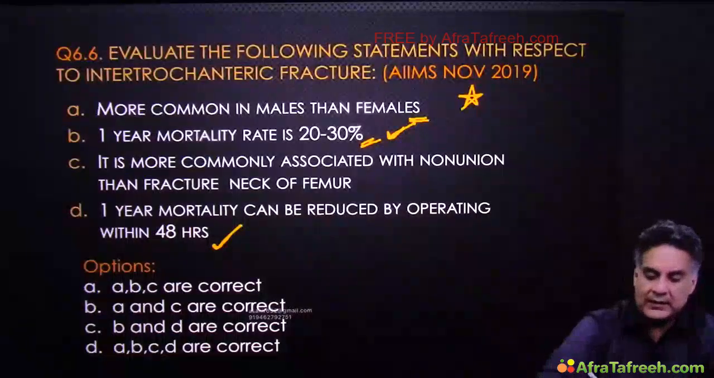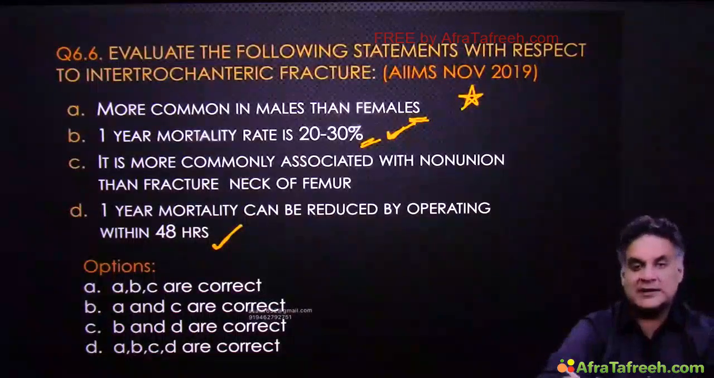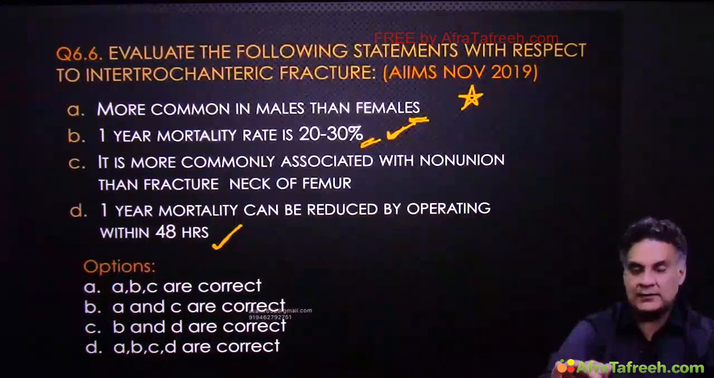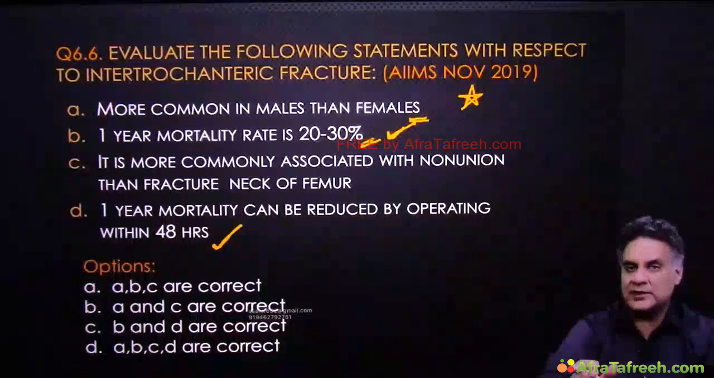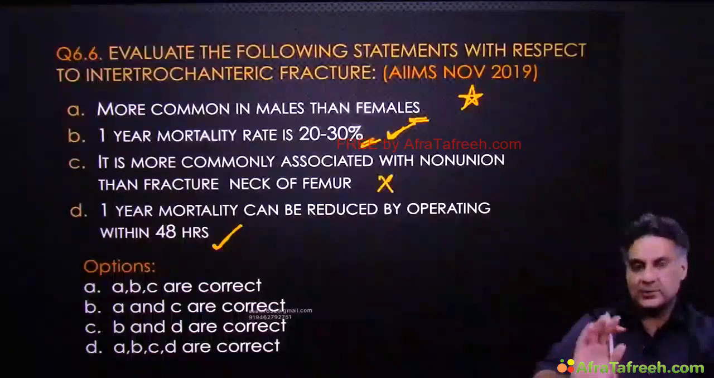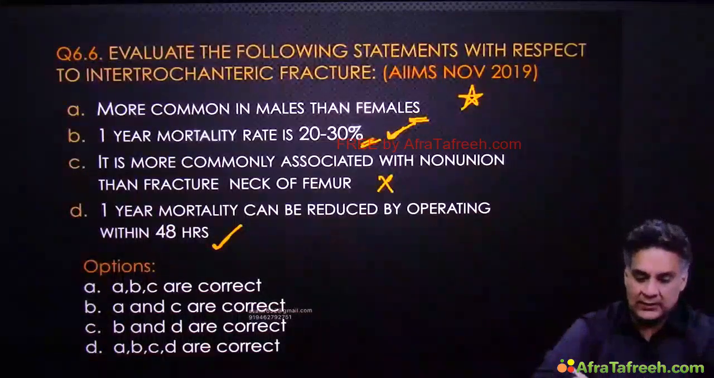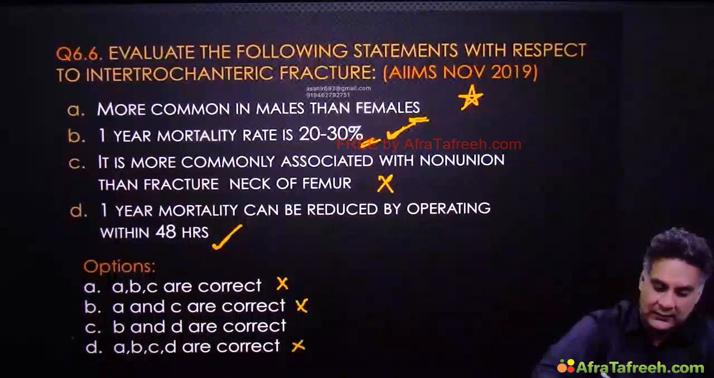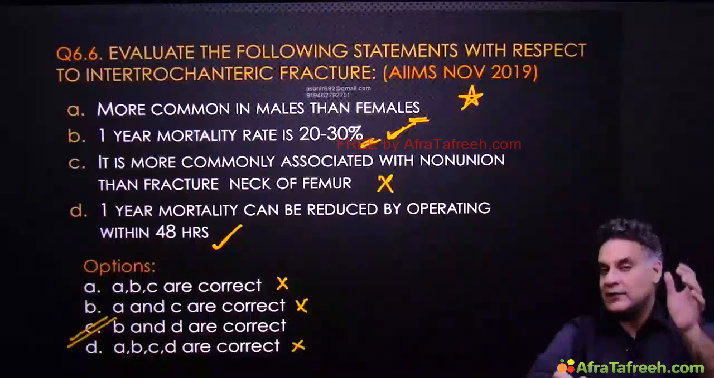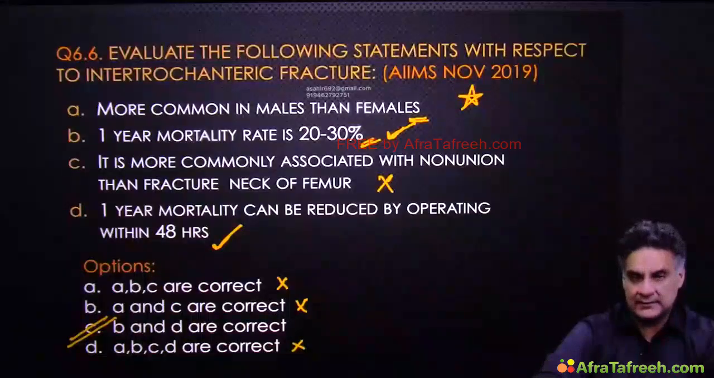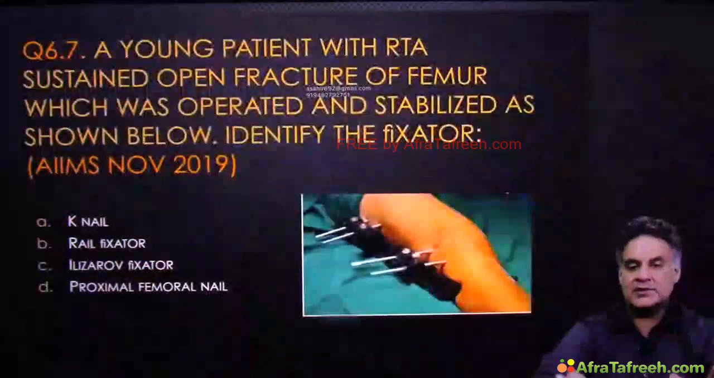Coming to C. It is more commonly associated with non-union than fracture neck of femur. No. It is more associated with malunion. Fracture neck of femur is more associated with non-union. This is wrong. Now look at the options. C is wrong, so C is not there. So the answer automatically is B and D. We are not sure about A, but even then we can come to the answer. B and D are correct. Remember that.